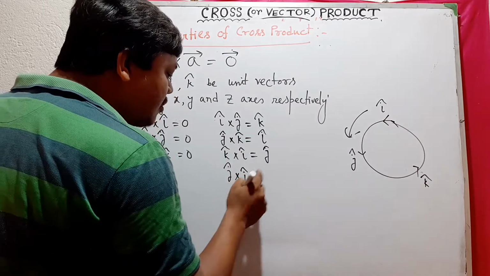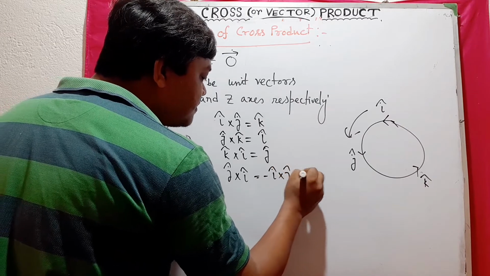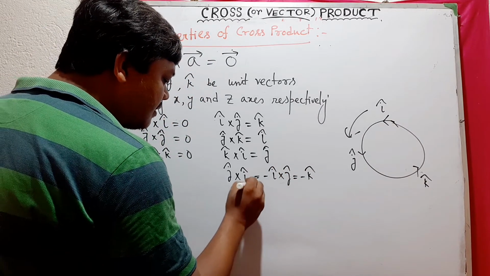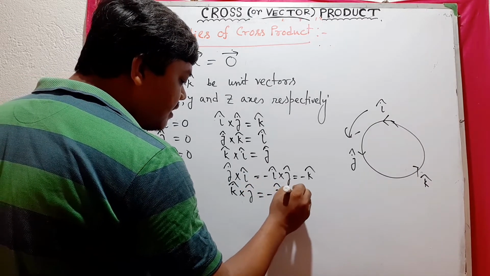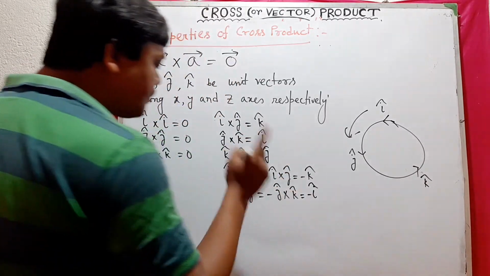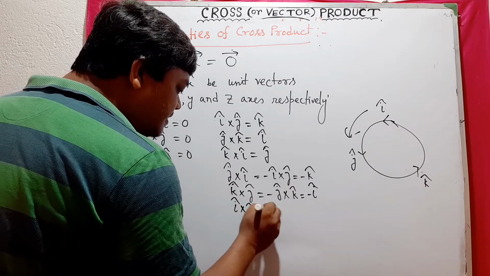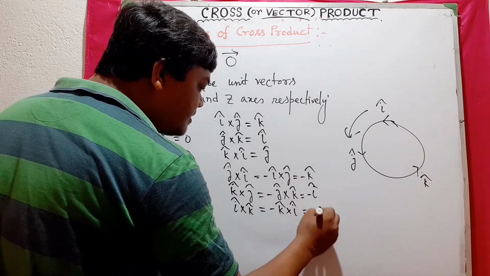Of course, j cross i equals minus i cross j, that is minus k cap. k cross j is minus j cross k, so that is minus i cap. And k cross i cross k equals minus k cross i, so that is minus j cap.